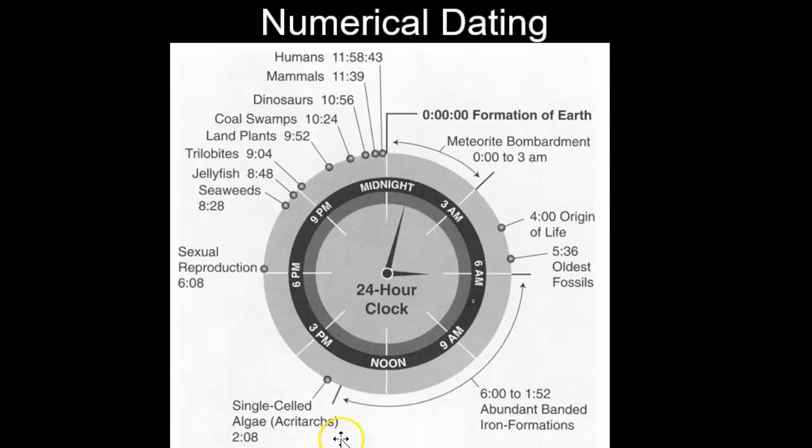At about 2:08 p.m., we started getting single-celled algae. At about 6 p.m., we started to get sexual reproduction. And soon after that, we saw an explosion of life, initially of smaller and more soft-bodied organisms, and later with organisms that had harder parts as well. We see that the dinosaurs did not appear until 10:56 p.m., that mammals didn't appear until 11:39 p.m., and that humans, Homo sapiens sapiens, did not occur until the last minute or so before midnight. So that's right, we've only been around for less than 1/100th of the Earth's history.